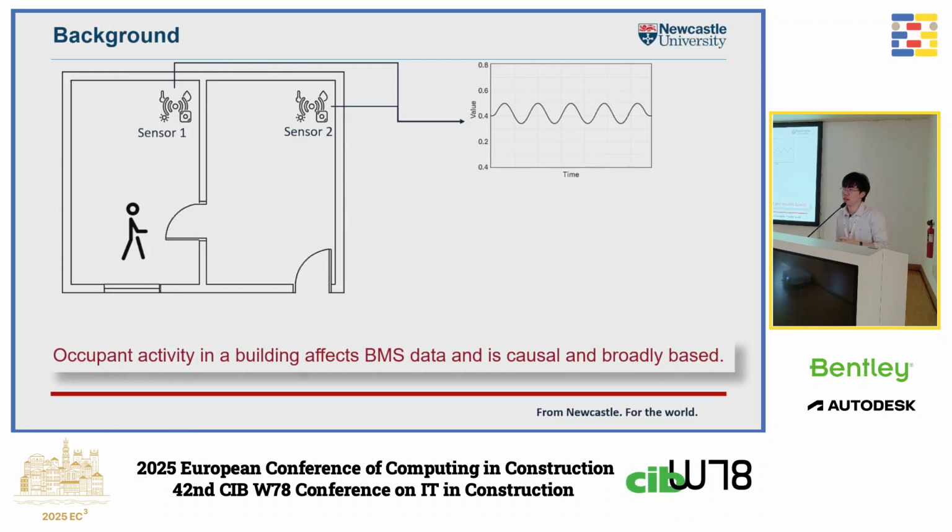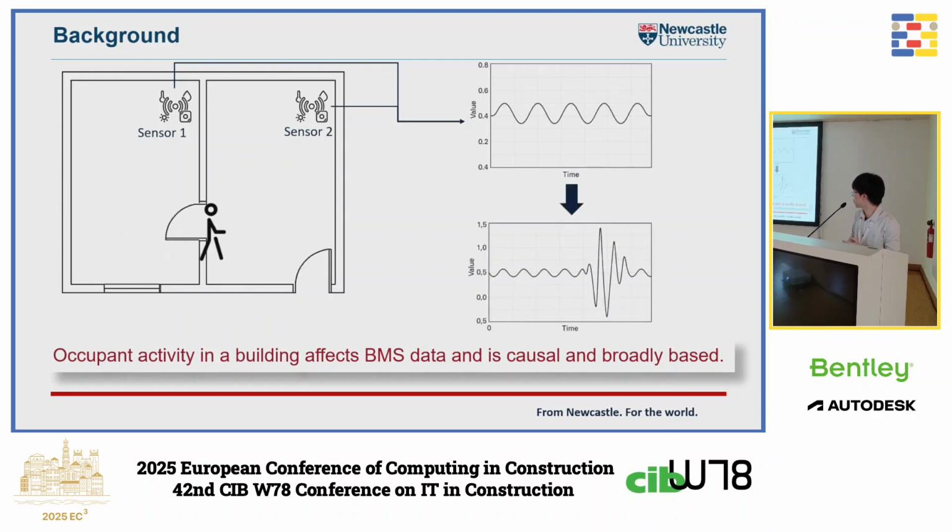As we see in this building, if no human activity happens, the BMS data always displays a really stable and predictable state. But if we put human activity inside, what happens? It shows some really interesting and special fluctuations in the BMS data.